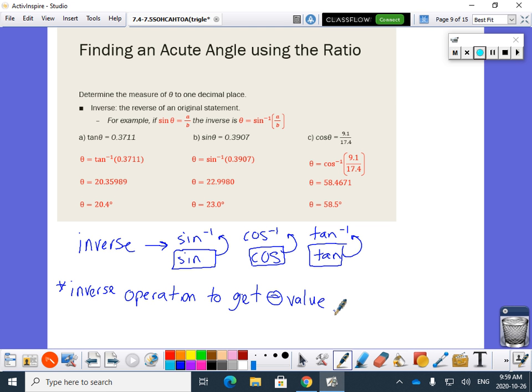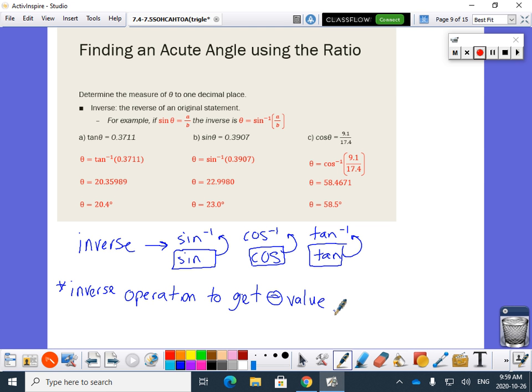Okay, so let's try without brackets just so that you know. Shift, cos, and then it gives you to the negative 1. And then go 9.1 divided by 17.4. Doesn't like it, wants brackets. Shift, cos, bracket, 9.1 divided by 17.4, 58.5. Okay? Are we okay with that? Does everyone got this? Has everyone figured it out?